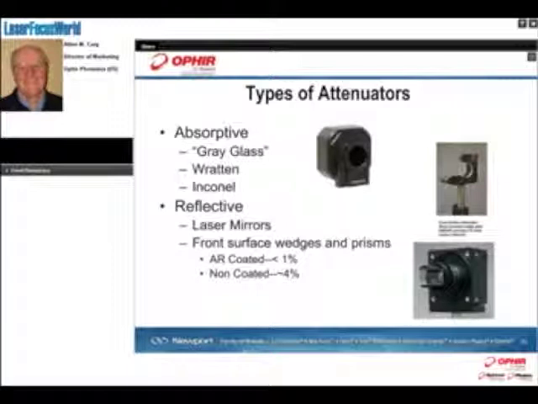gray glass filter. We also have things like front surfaces and prisms. These can be either AR coated, that's anti-reflective coated, in which case they're going to reflect a very, very small portion of the beam, less than 1%. Or if they're non-coated, a typical quartz prism or quartz wedge will reflect about 4% of the beam. So it lets 96% go through, 4% is reflected. And in those cases, you generally take the reflected portion and use that to measure.